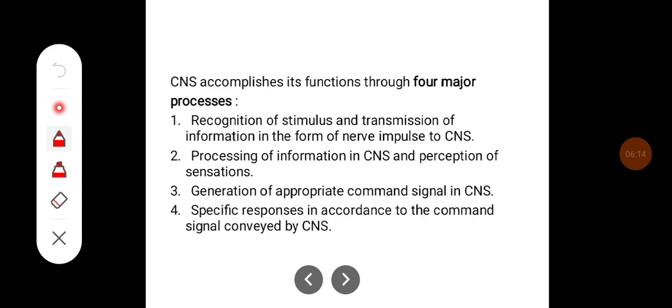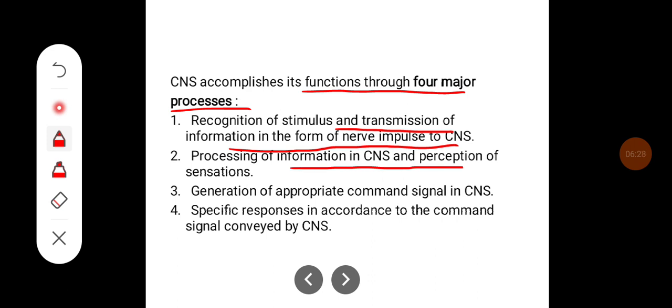The CNS accomplishes its functions through four major processes: recognition of stimulus and transmission of information in the form of nerve impulses to the central nervous system, then processing of information in the CNS and perception of the sensation, then generation of appropriate command signals in the central nervous system, then specific responses in accordance with the command signal conveyed by the central nervous system.